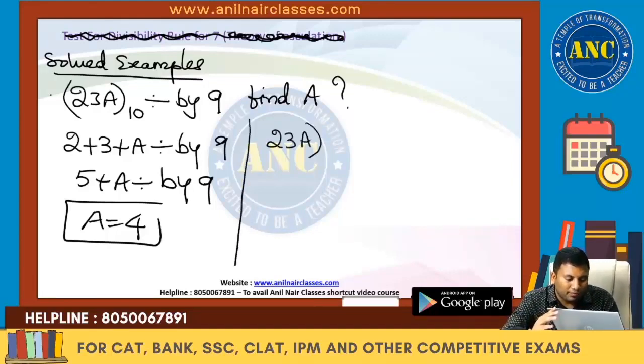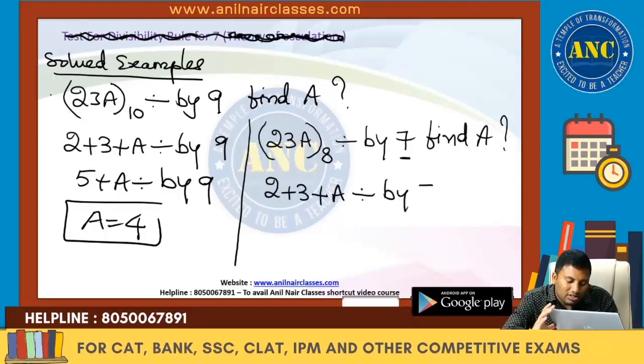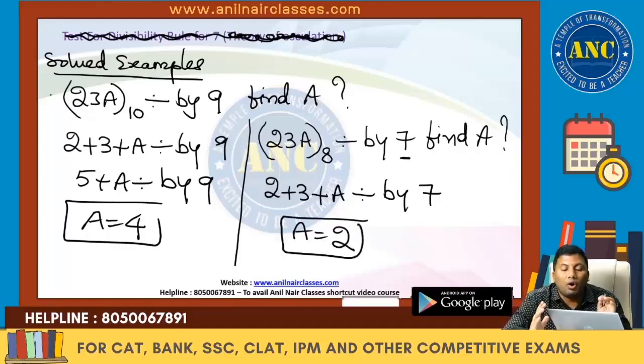23a in base system 8 is divisible by 7. Find a. What will be the divisibility rule for k minus 1 for base system k? Sum of the digits should be divisible by k minus 1. 2 plus 3 is 5. 5 plus a should be divisible by 7. What is a value? 2. I hope you have understood how to use these digital sum for another base system also.